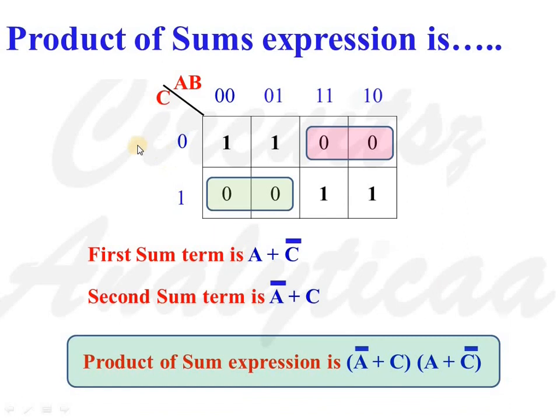Now for the product of sum expression, first sum term is A plus C bar and second sum term is A bar plus C. Therefore, product of these two sum terms is A plus C bar into A bar plus C.